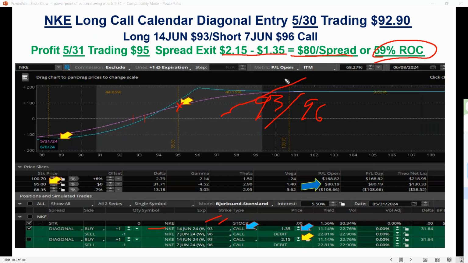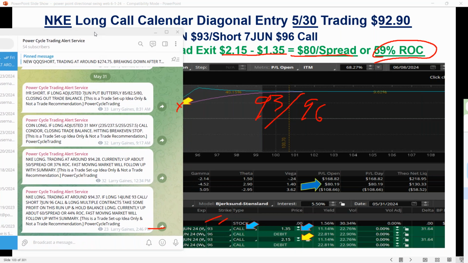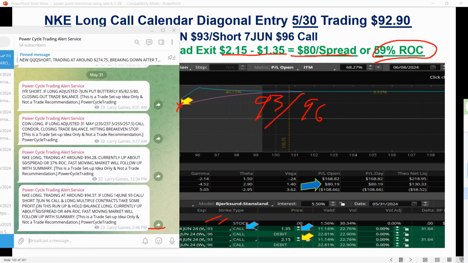Then we can start scaling out, and I'll send out alerts and adjustments and things like that. We use a service called Telegram. I'll show you real quick what that looks like. Here's what it looked like Friday. You can see Nike long trading at around 94.37. Long the 14 June 93 call, short the 7 June 96, long multiple contracts, take some profit on the run up and hold the balance long, currently up about 60 per spread or 44%. So that's kind of what they look like.